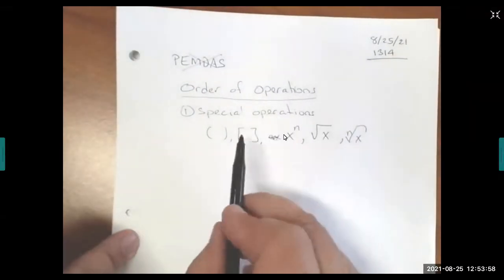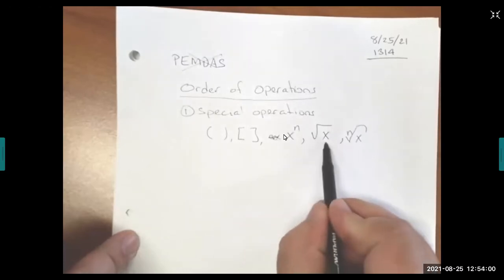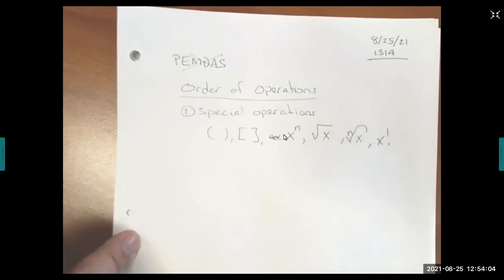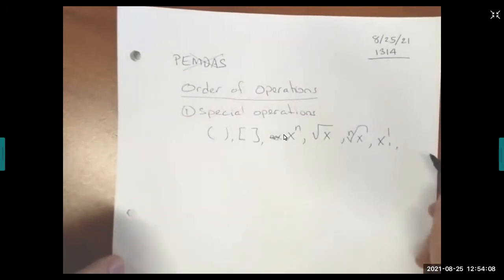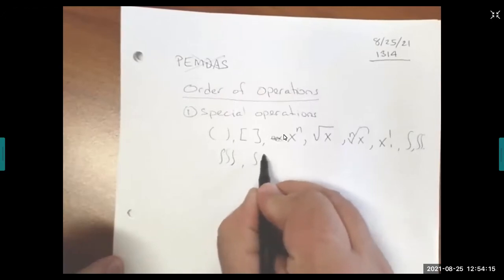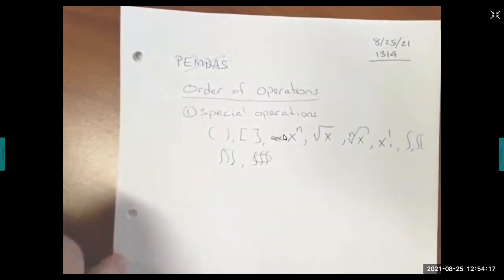So in special operations, you have parentheses, brackets, exponents, square roots, nth roots, factorials, which we use in statistics. And then we have the calculus series where you have integrals, double integrals, triple integrals, linear integrals. So, I mean, there are over 400 operations we can use in mathematics.